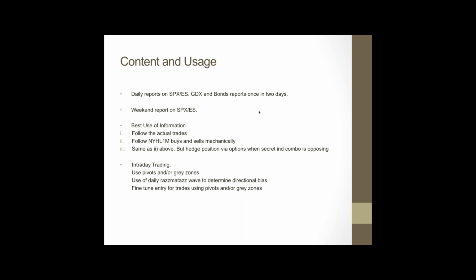Okay. And lastly, just intraday trading. I spoke about this already, using the pivots or the gray zones. And if you use the daily rationale wave also to determine directional bias, you can do that. Or you can also use the pivots and the gray zones if you want to time your entry intraday, but positioning yourself for a bigger time frame trade.